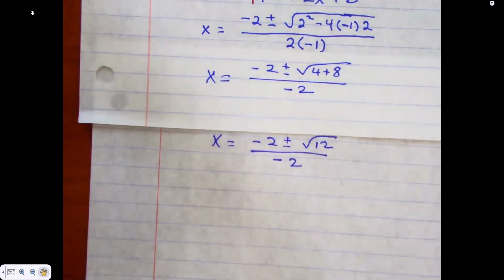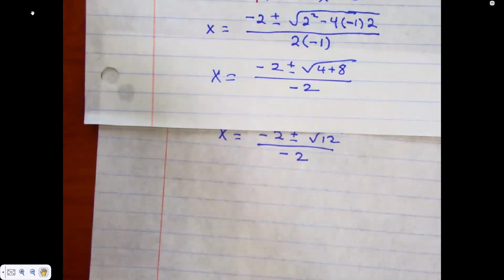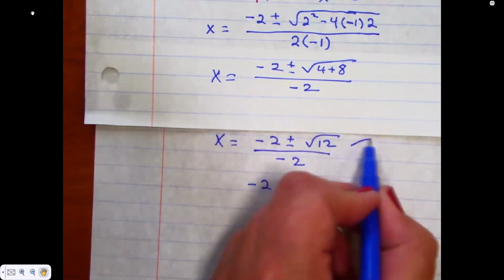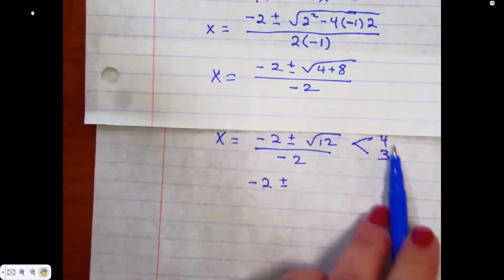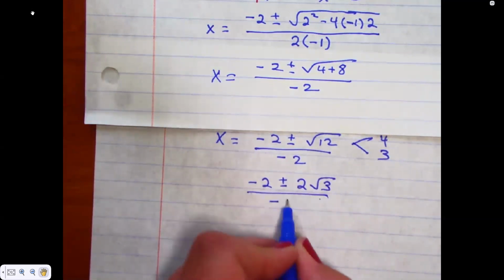Can I cancel the negative 2's? No, do not cancel the negative 2's. But can we simplify the square root of 12? 2 times 6 is okay, but why do we like 4 times 3 better? Because the square root of 4 is 2. Okay, so negative 2 plus or minus, I can do it off to the side here, 4 and 3 if we can see it. So the square root of 4 is 2, the 3 stays underneath, all over negative 2.